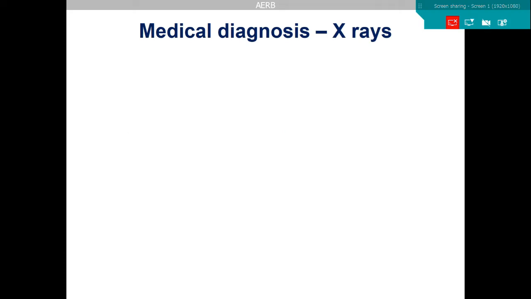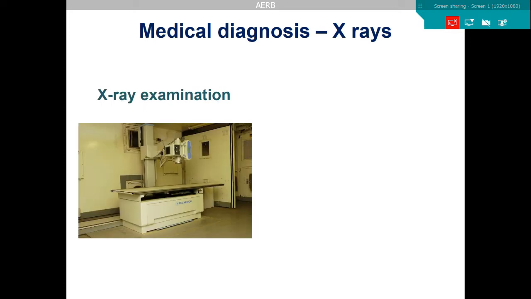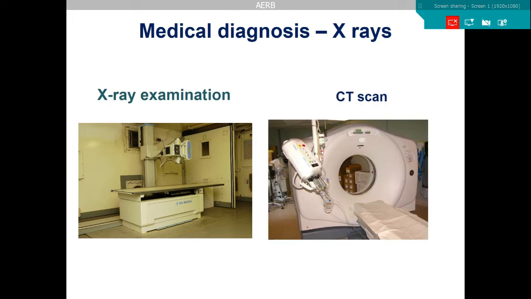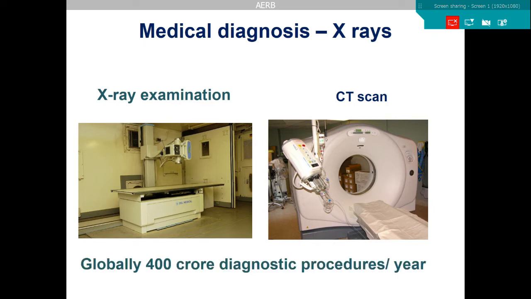For healthcare and medical applications, there are two aspects, diagnosis and therapy. X-ray exam is the best known example of application of radiation. We have seen it. And we also have recently CT scan technology. Whereas an X-ray gives a two-dimensional picture of a person's tissue under investigation, a CT scan looks at the area of interest and cuts it into slices so you know exactly where the concern is. That is the advantage of CT scan. And there are globally 400 crore diagnostic procedures per year which are in progress. By the time I complete the presentation, I add a few lakhs.